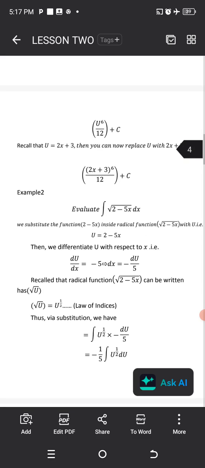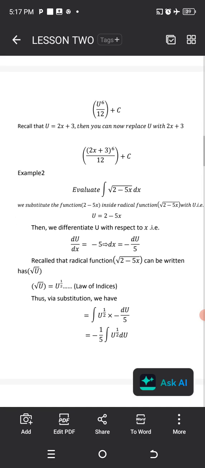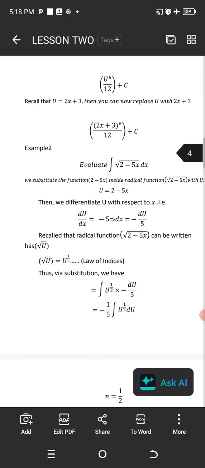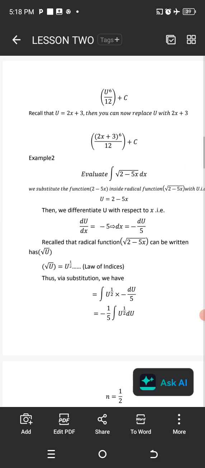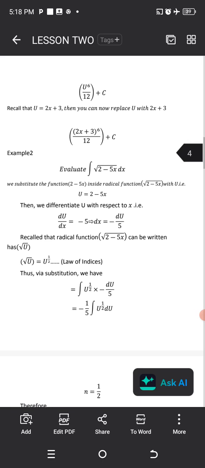So we go to example 2. Evaluate the integral of the square root of 2 minus 5x dx. This kind of function too is a composite function. The first function is 2 minus 5x, which is being infused inside the function square root of x. So again, that is why it's a composite function. It's a function of function. So we substitute the function of what?